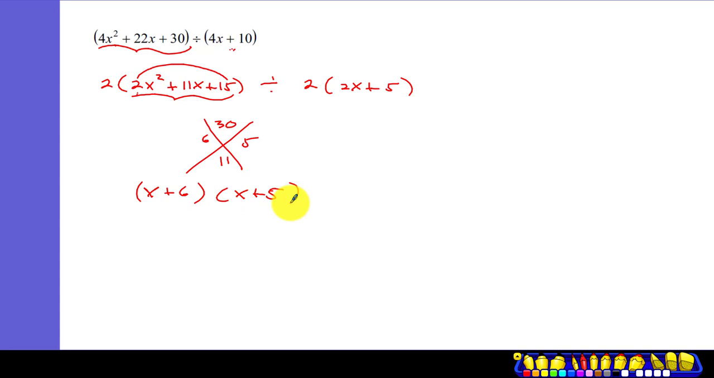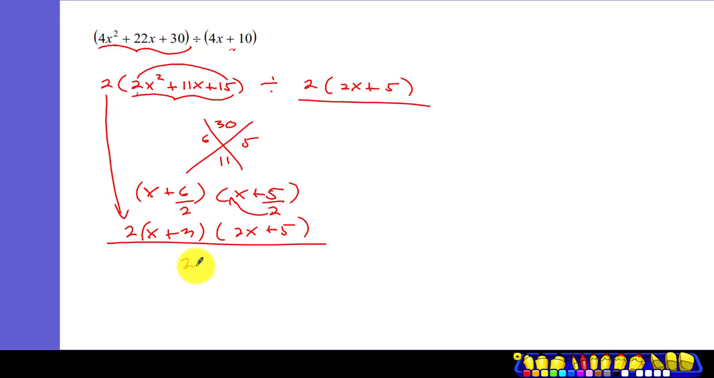But since we use slide and divide, we have to use your a, which is 2, to divide your 6 and then your 5. We can simplify your 6 over 2 as 3. We can simplify 5 over 2, so we have to just move our 2 beside your x. That's 5. And don't forget to bring down your GCF. You're dividing by 2 times 2x plus 5. So we can cancel this. And we can also cancel 2x plus 5. So your answer will be x plus 3.